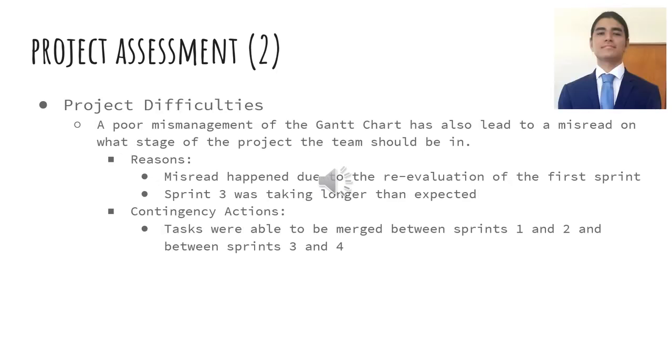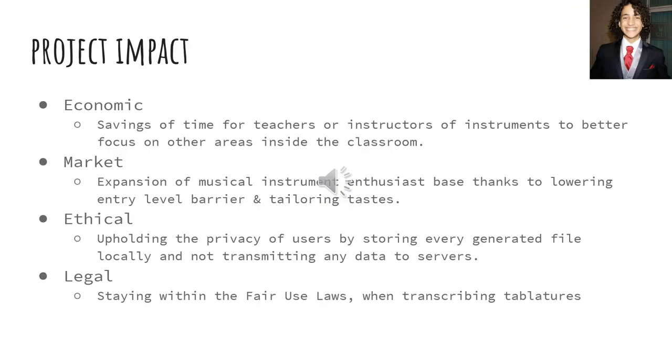Thank you, Alejandro. And now for the project difficulties, the biggest of these being a poor mismanagement of the Gantt chart, which led to a reevaluation of the first sprint and the sprint 3 taking longer than expected. A contingency action was that a couple of tasks were merged between sprints 1 and 2 and between sprints 3 and 4.